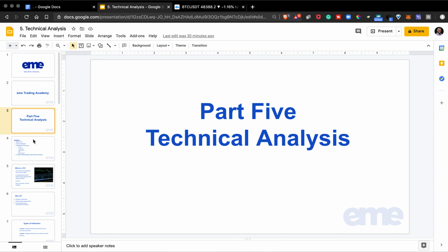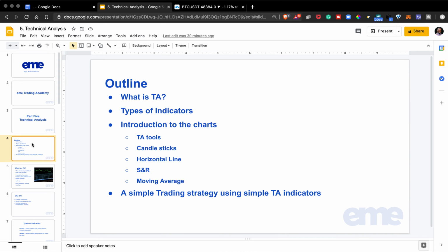Technical analysis. All right. So today we'll be learning the meaning of TA. We'll learn about types of TA indicators. I'll give you an introduction to the charts, introduce you to some TA tools, candlesticks, horizontal lines, support and resistance, moving averages, and then finally, I'll give you a simple trading strategy that you can use as a beginner using simple technical analysis indicators.